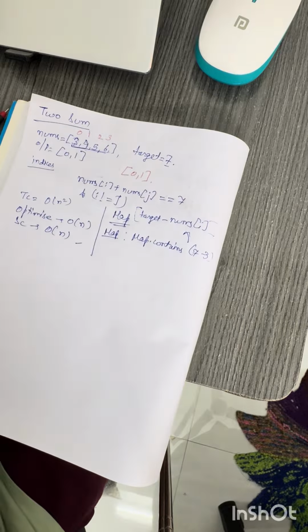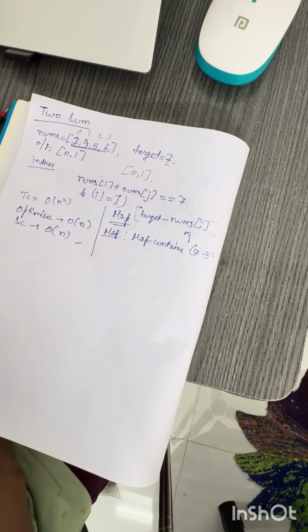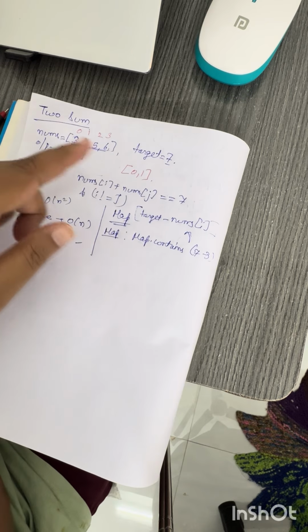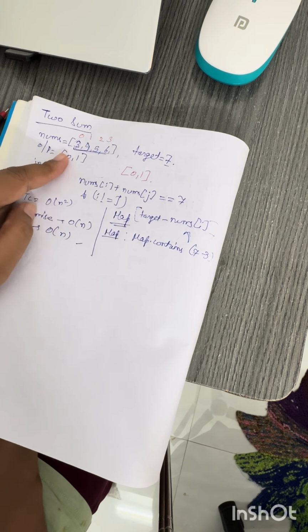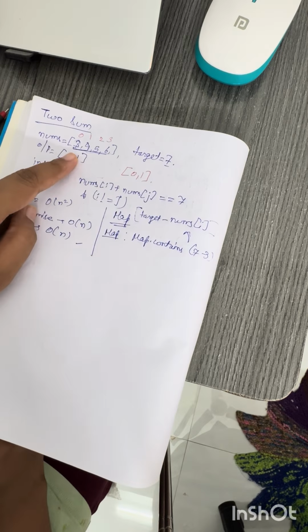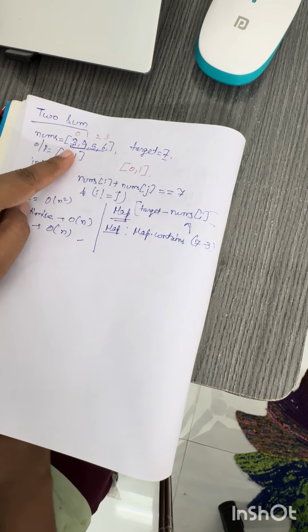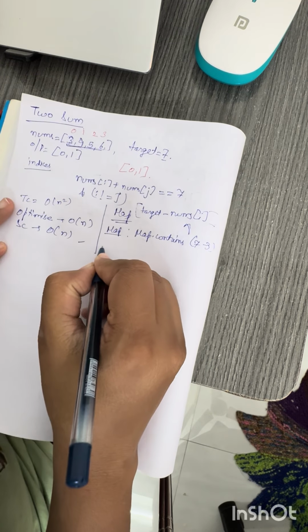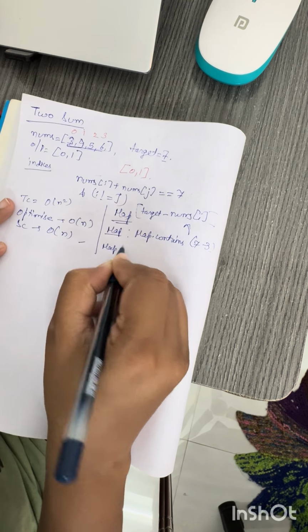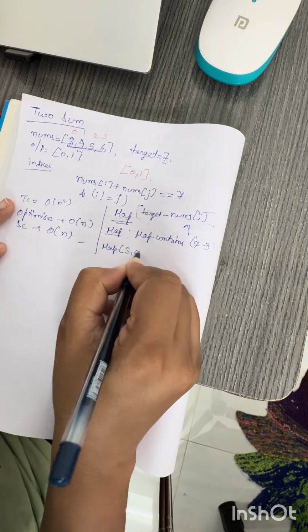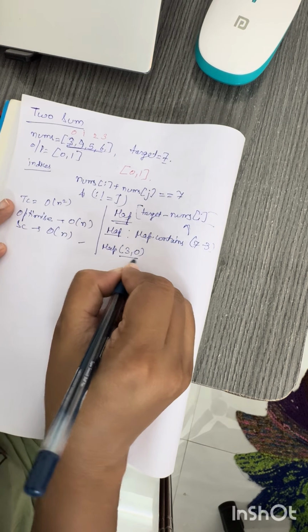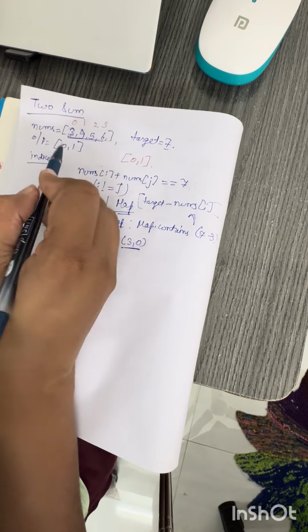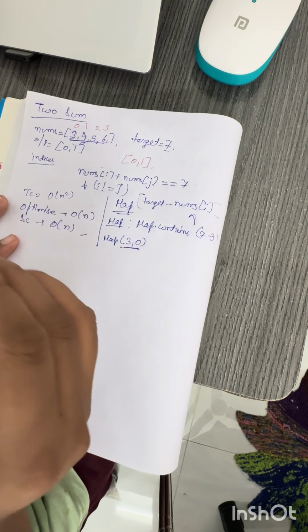In the first case the value will be 7 minus 3 equal to 4. Does map contain 4 as of now? Because this is the first iteration, no, map is empty for now. So we are going to insert this value inside the map as 3 comma 0. Now map has 3 comma 0 as its value. Then we will move to the second element, I mean first index.